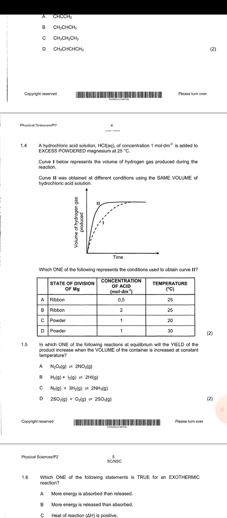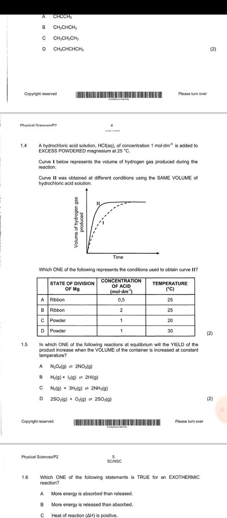1.5. In each one of the following reactions at equilibrium, will the yield of product increase when the volume of the container is increased at constant temperature? Now here, remember the factors that affect the yield when a certain reversible reaction is at equilibrium. So volume is not part of them, but volume, we know it is related to what? Pressure. And where there is pressure, we talk of gas.